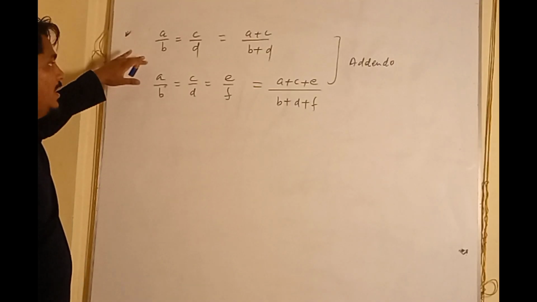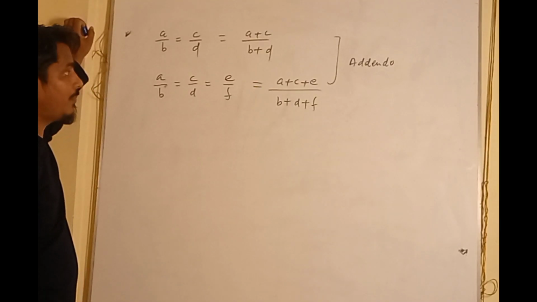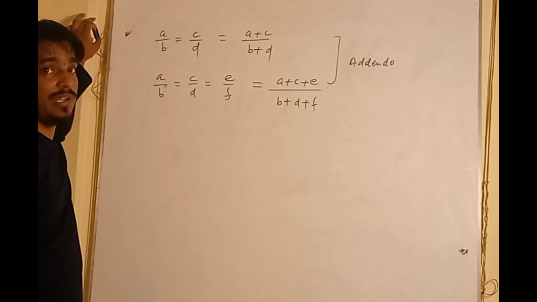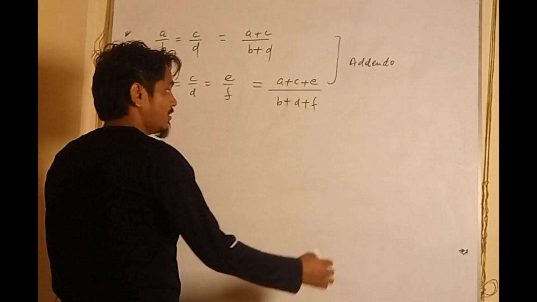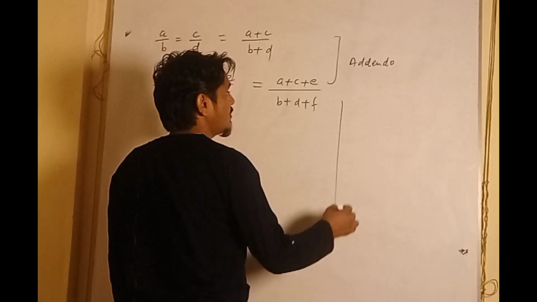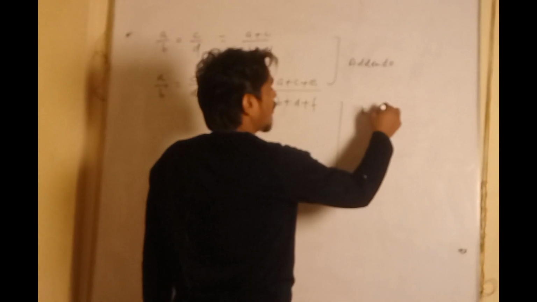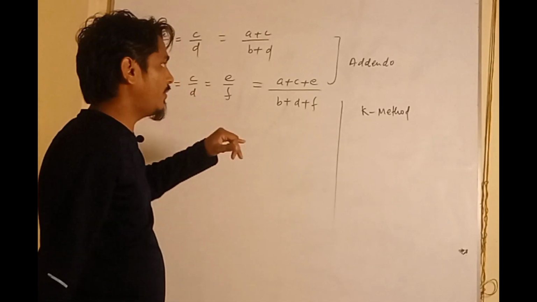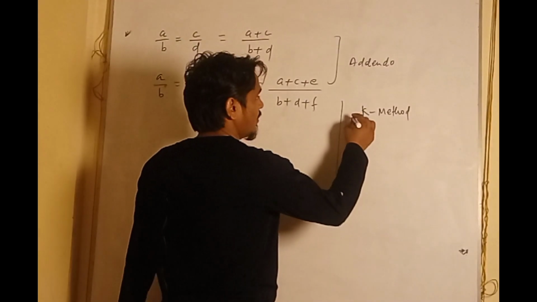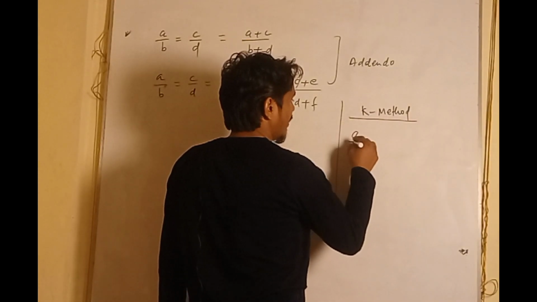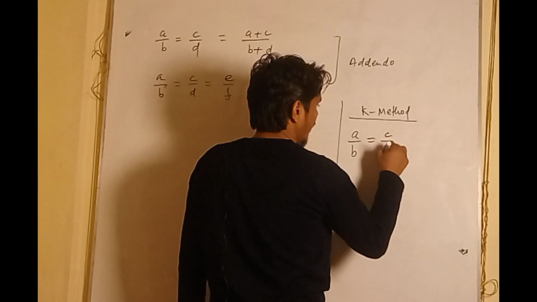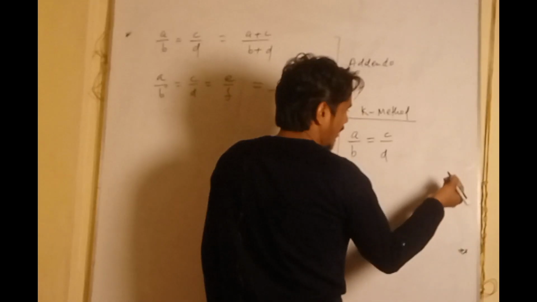We can verify this result with the help of one of the very important methods that we call the K method. So let's try to explore the K method first, then we'll understand the generalization of this one. What the K method suggests is that if we are given some ratio equal to another, meaning A by B is equal to C by D or E by F.